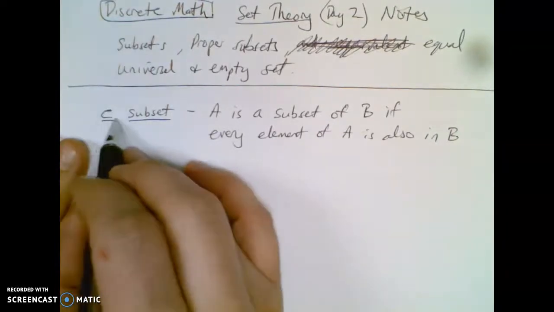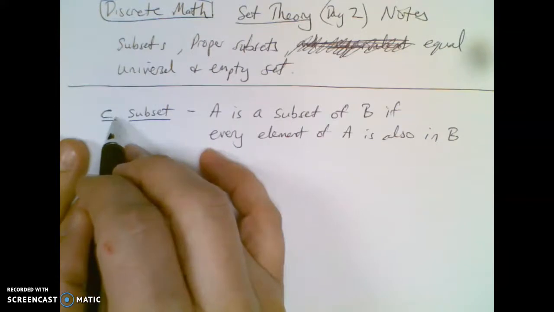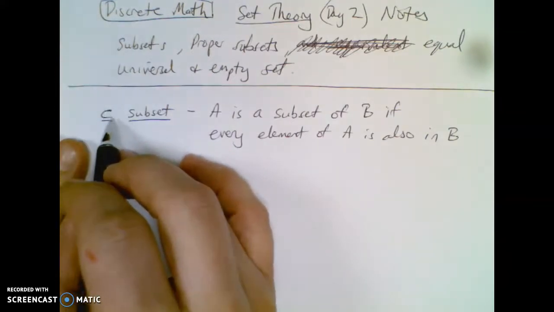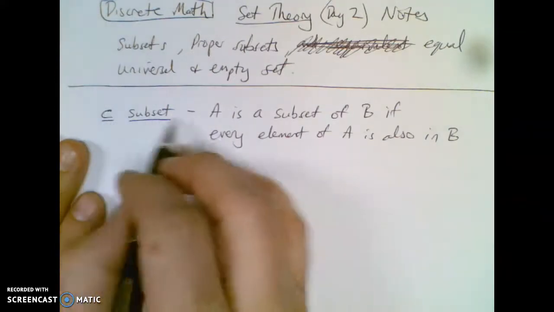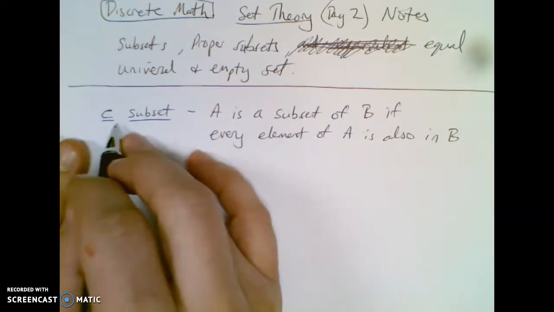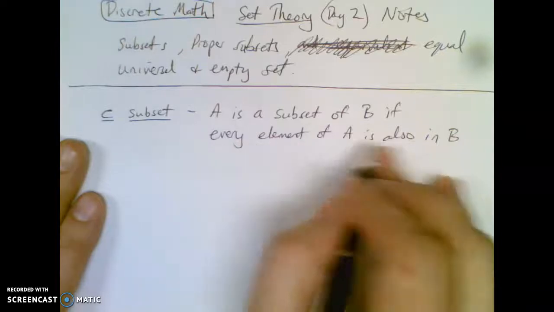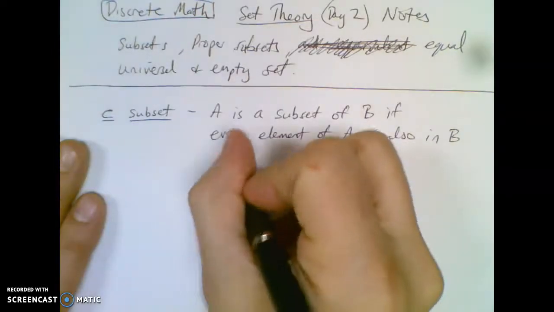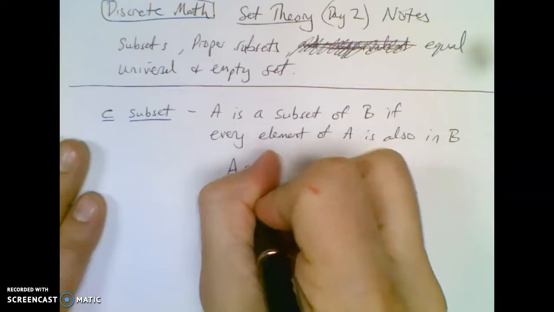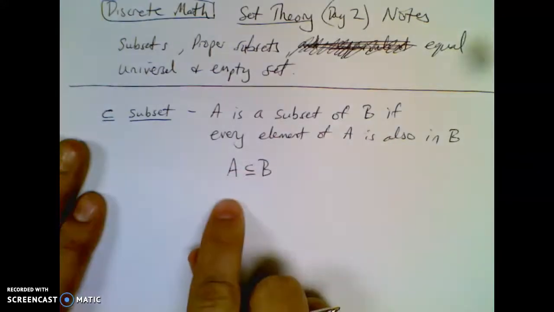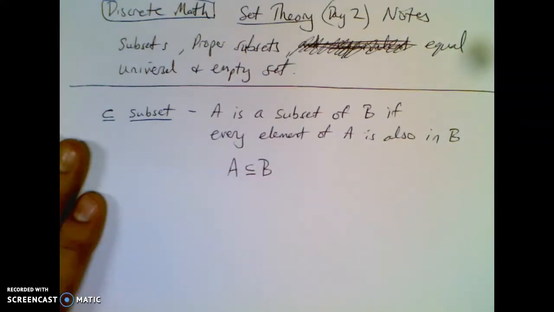It's basically, I wouldn't call it a C. It's more like a U on its side with an underline, and it's the symbol for subset. A is a subset of B if every element of A is also in B. So you write it like this. You would read that as A is a subset of B.